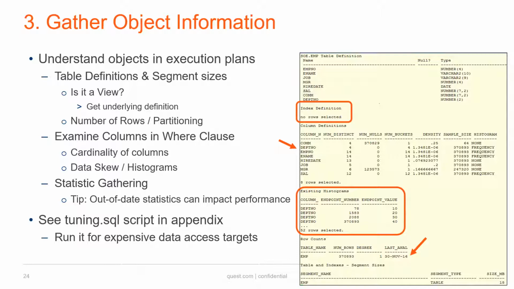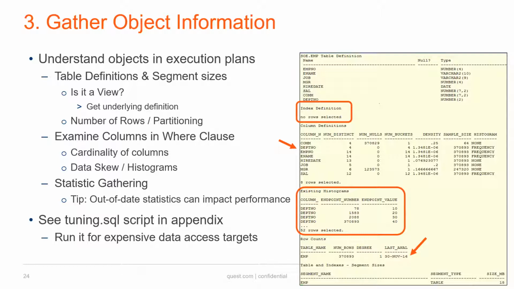Know the number of rows, know if there's partitioning involved. Examine the columns in the where clause. Know the cardinality of the columns. Know if there's data skew within those columns, and if there is, what histograms are supporting it. Also gather statistics. Look at your statistics, see if they're out of date, because that can impact performance.